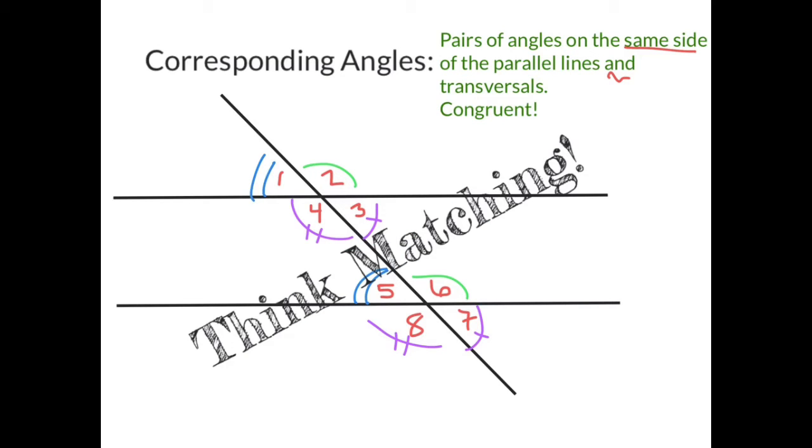Ultimately, the best way to think about this is to think matching. Which angles are in the matching locations? So angle 2 is in the top right of this intersection. Angle 6 is in the top right of that intersection. They match. Their locations are in the same spot, and they're congruent. So that's how we're going to use that information to again find missing values for X or missing angle measures or whatever.